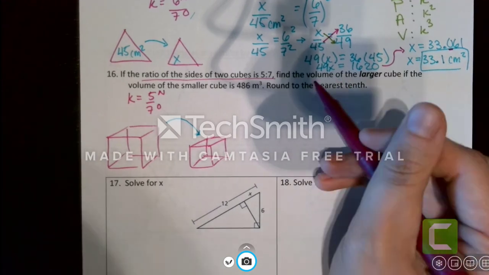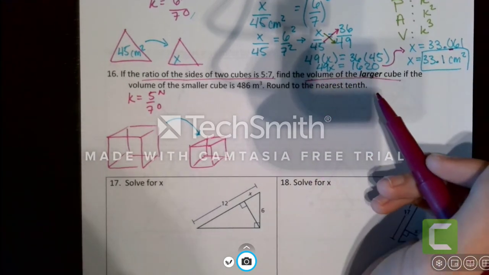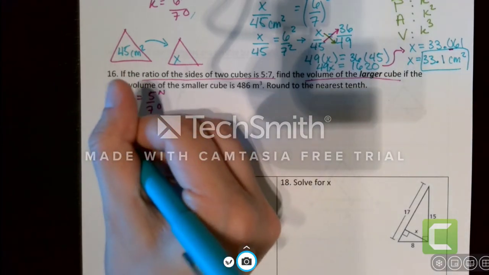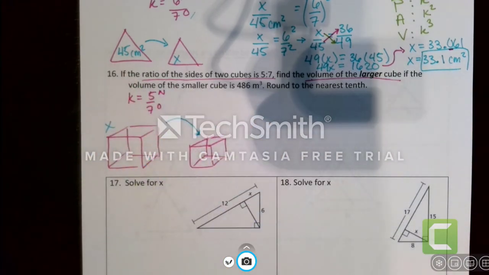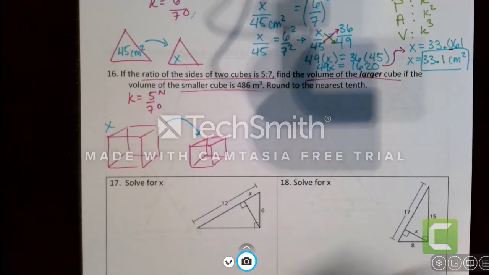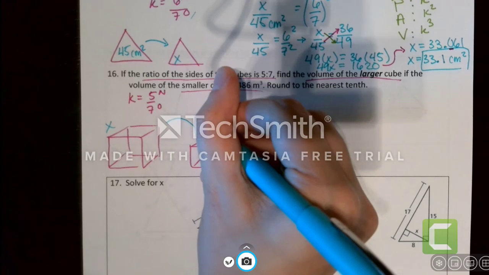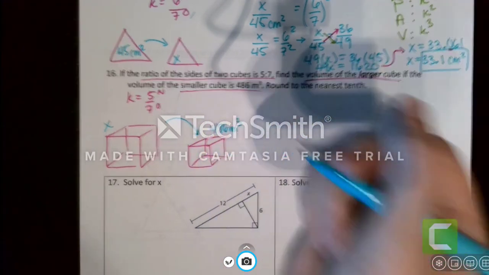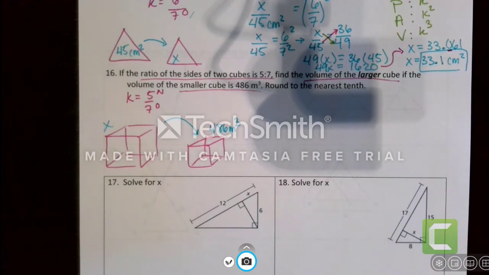We're told that the volume of the larger cube is unknown. So we don't know the volume of the large cube, but we do know that the small cube has a volume of about 486 meters cubed. I apologize, it's actually cubed. We need to round this to the nearest tenth.